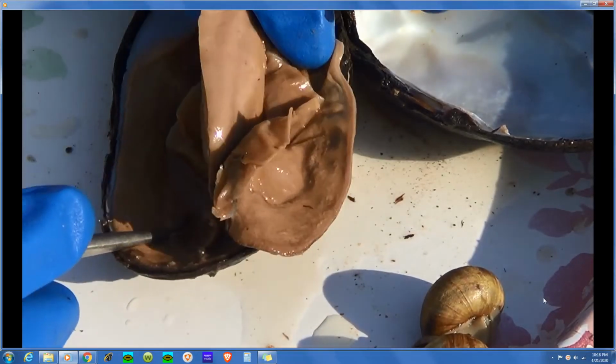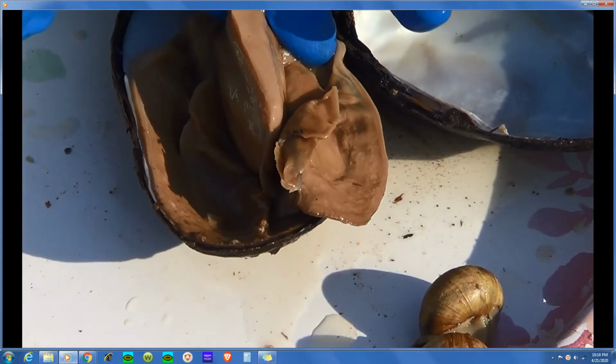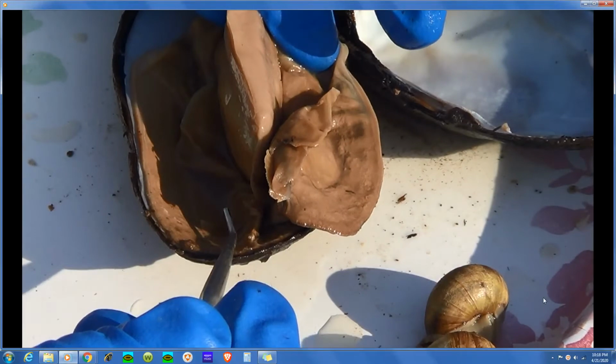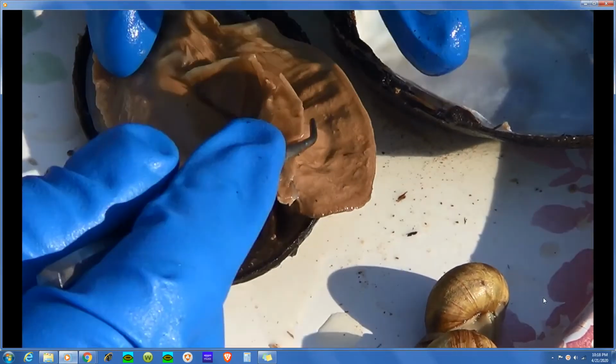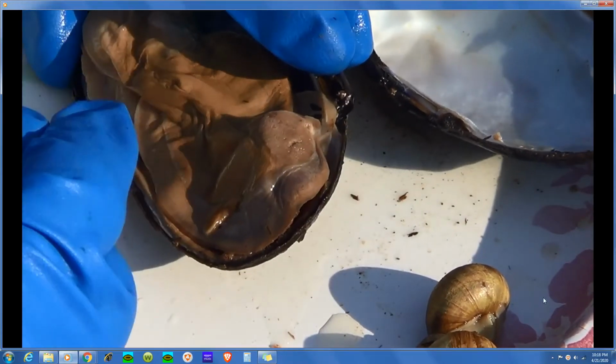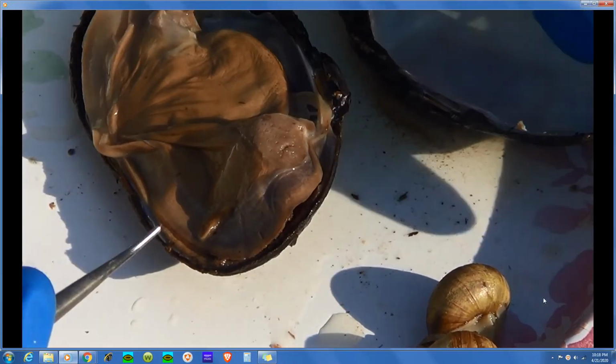All right. So there's the body of the clam, muscular foot, visceral mass, gills on both sides, in-current siphon and ex-current siphon. The mantle covers the gills and secretes the shell. You can see the shell here.